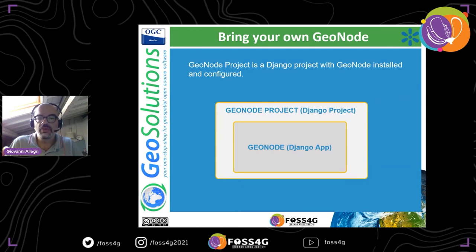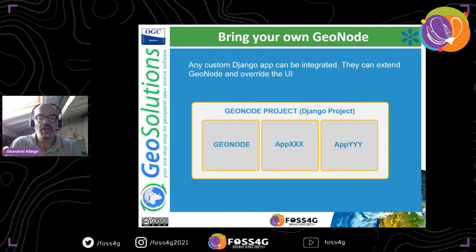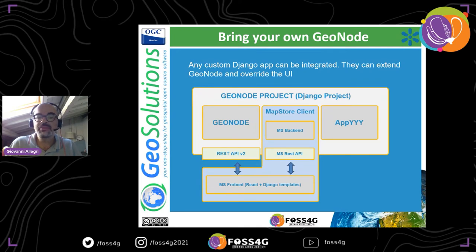Bring your own Geonode. So that's what I was saying. You have a Geonode project, you have a Geonode Django app, you can put any app that you want behind. And then this is a Map Store client. The Map Store client is exactly an app inside the Django project, which provides the Map Store front-end client, which is the default client for Geonode now. It provides its own REST API, and this is used, for example, for the dashboards and GeoStories resources that I was showing before, and it interacts with Geonode.